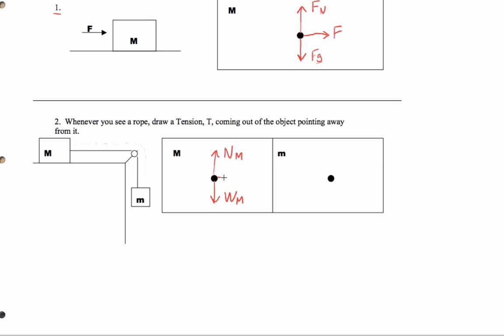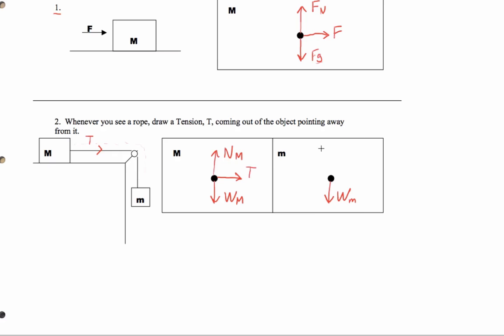The rule for tension, again, is you draw an arrow going out of the rope this way, dragging mass M. Now, the rule for tension, as I said, is it always points out of the object, pointing away from it. So for little m, I'm going to have the weight of little m pointing down.